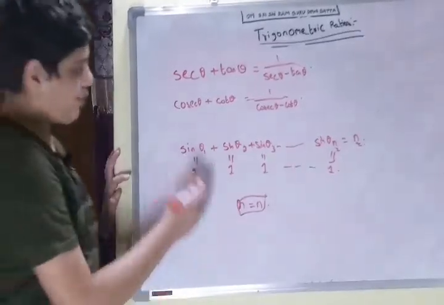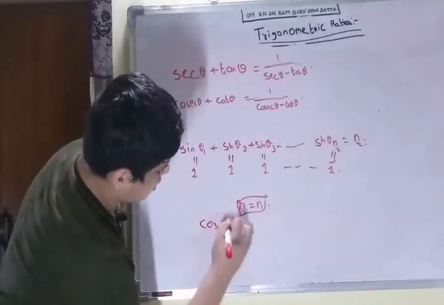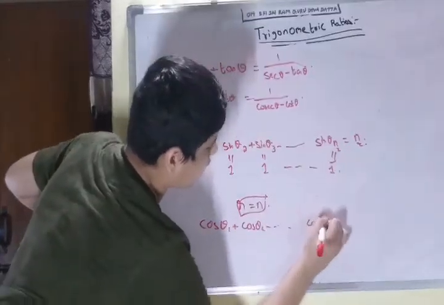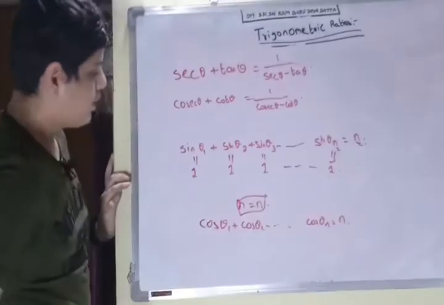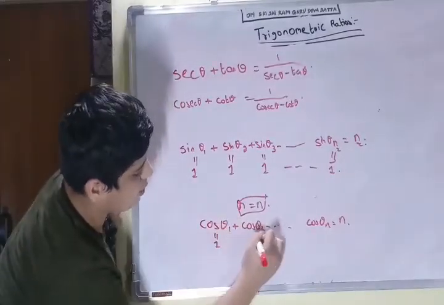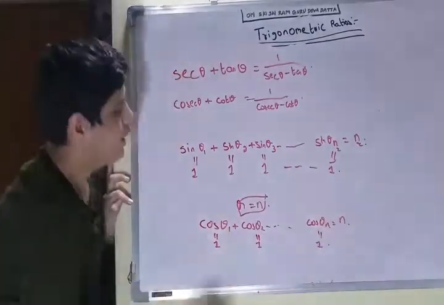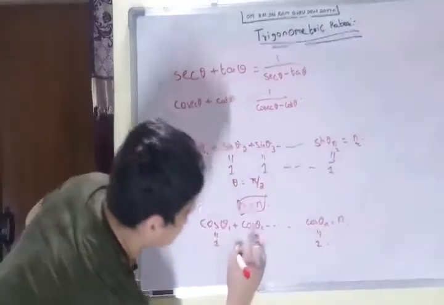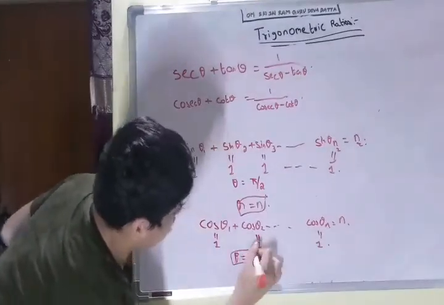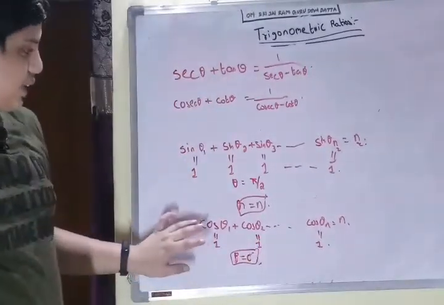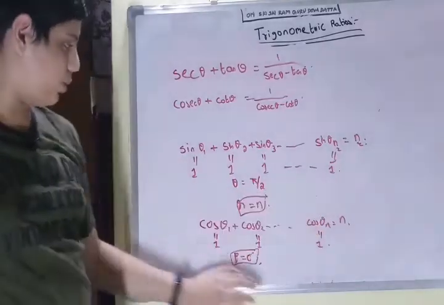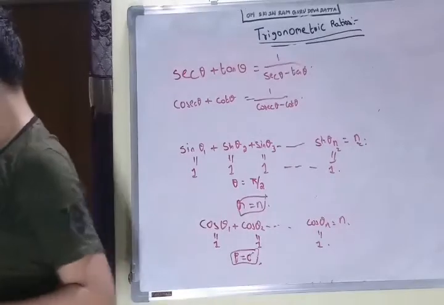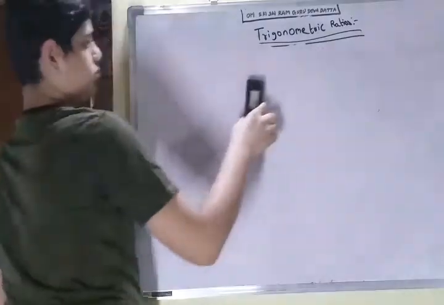Okay, the same for cos theta. Cos theta 1 plus cos theta 2 so on up to cos theta n is equal to n is given. Then this is also 1, this is also 1, this is also 1. Here theta is equal to pi by 2. Here theta is 0 degrees. That's why cos 0 plus cos 0 plus cos 0 so on up to cos 0, 1, 1, 1. Okay, so please copy this one, then I will discuss about a couple more identities there.